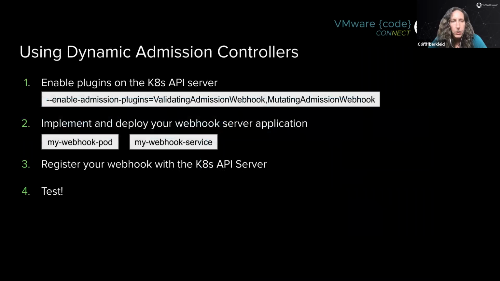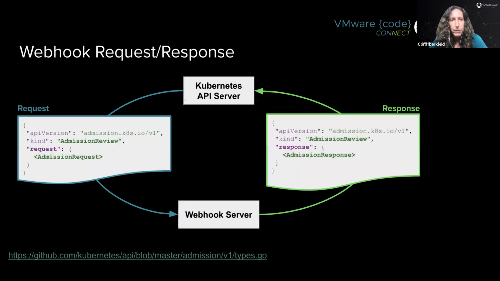So the steps that we would have to follow in order to use these controllers are, number one, you have to enable the plugins on the Kubernetes API server. You can enable one, or you can enable both of them. You can enable, of course, any of the other 30 plus. Then you implement your policy logic and make that available. In this case, we're showing an example of deploying your pod with the policy logic and also the service to make it accessible. And then you register your webhook, so the URL to access that service, with the Kubernetes API server. And then you can test it out and use it in your cluster.